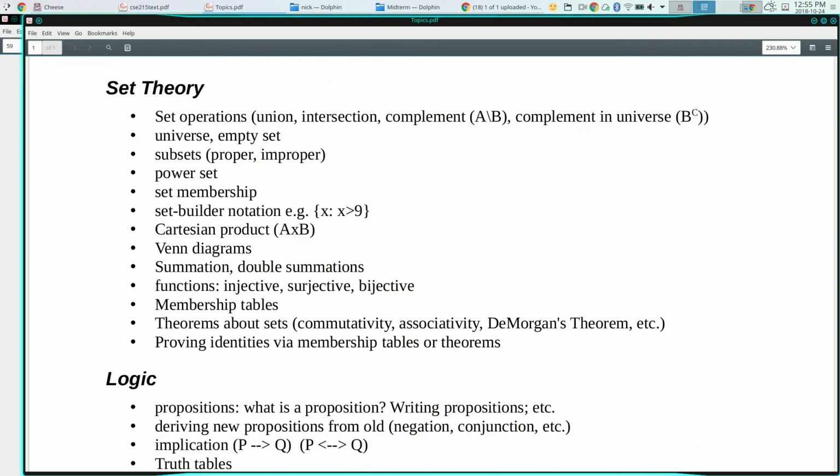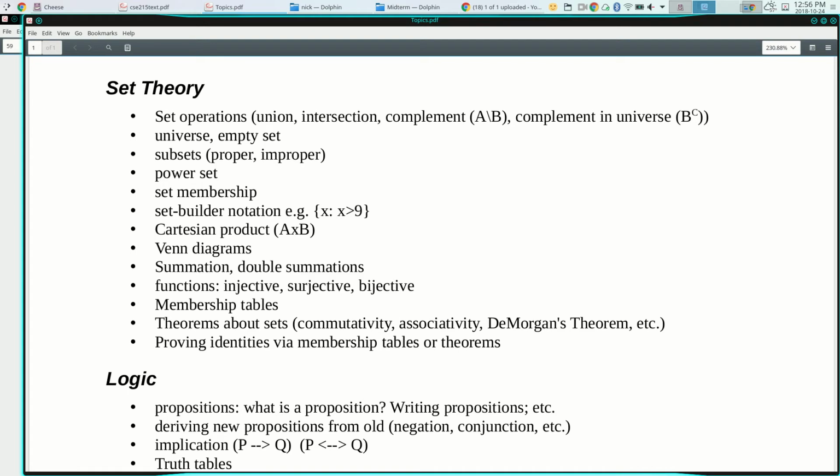All right, so summations, double summations, functions. So let's take a vote. Have I talked about injective, surjective, bijective functions in here? Okay, so take that off the list. I won't ask you about those. Well, we'll probably talk about them another time because they're good to know. So don't worry about types of functions.